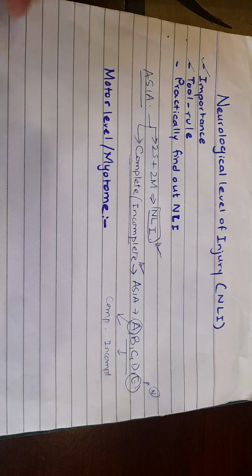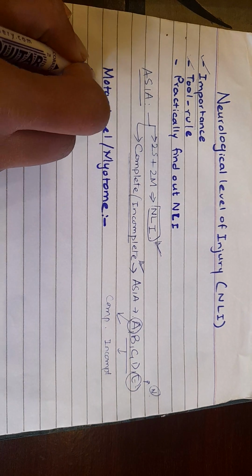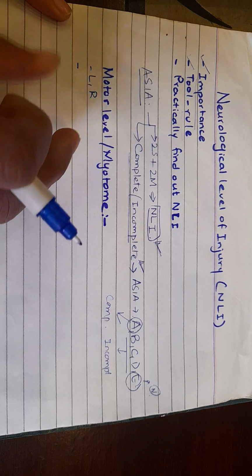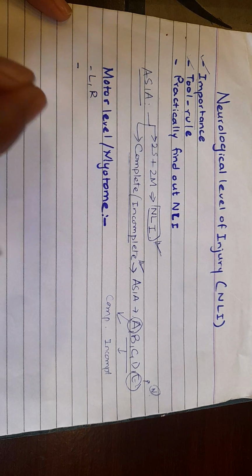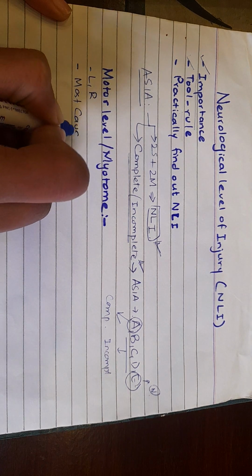Right, so first here we should keep in mind the following things. While assessing the motor levels, we should know that first of all it is determined for left and right both sides. Then the value should be the most caudal highest value, right? It should be most caudal. Caudal means inferior.